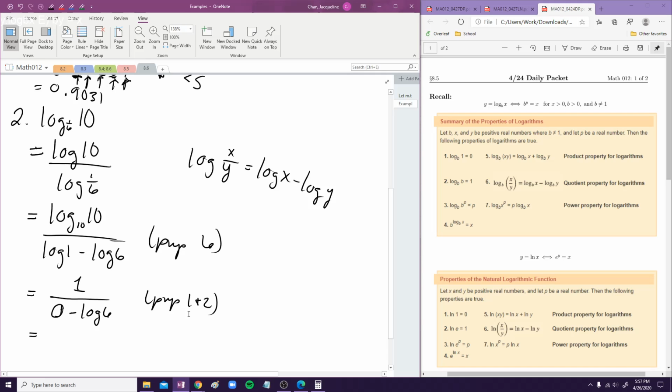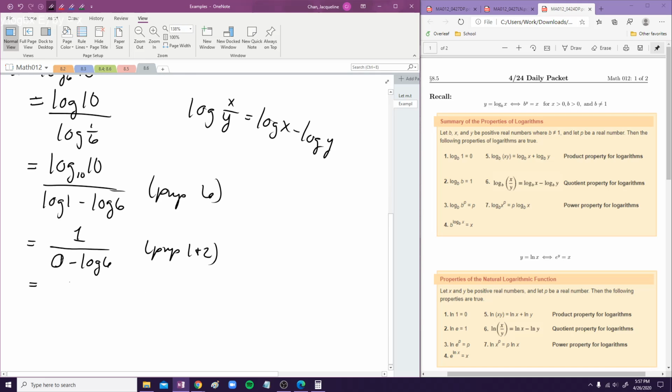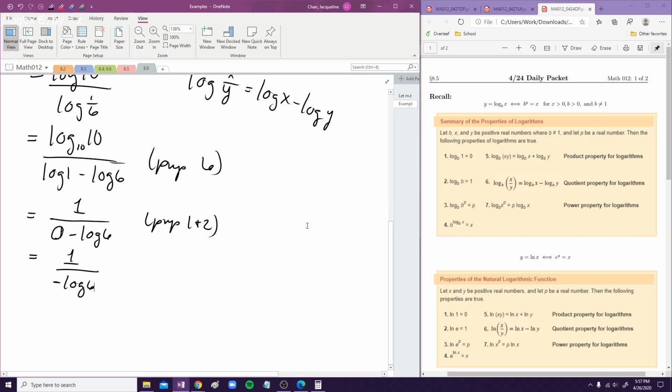Now we can simplify one step further. So this is going to be 1 over negative log of 6. This is fine, but I usually don't like having negatives in the denominator, so I'm going to take it a step further. You can put it on the top or to the side, I usually don't mind. So I'll just do it this way, and this is our final answer.